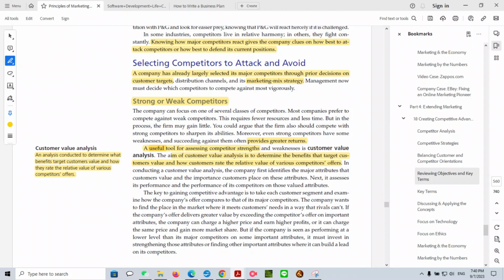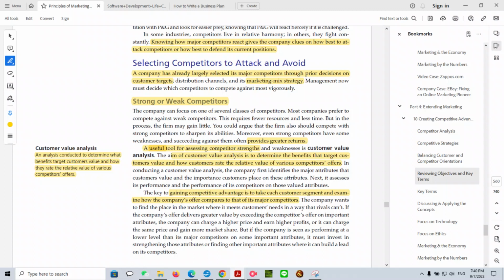Now, the key to gaining competitive advantage is to take each customer segment and examine how the company's offer compares to the other major competitors. Now, one segment does not compete with another segment. That's a thing to understand. First of all, they need to be in the same segment to be competitors, because if they're not in the same segment, they can't be in the same niche.